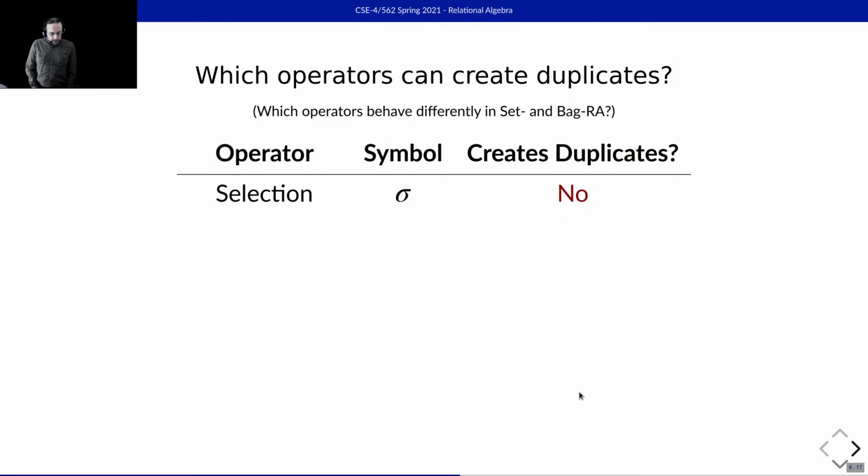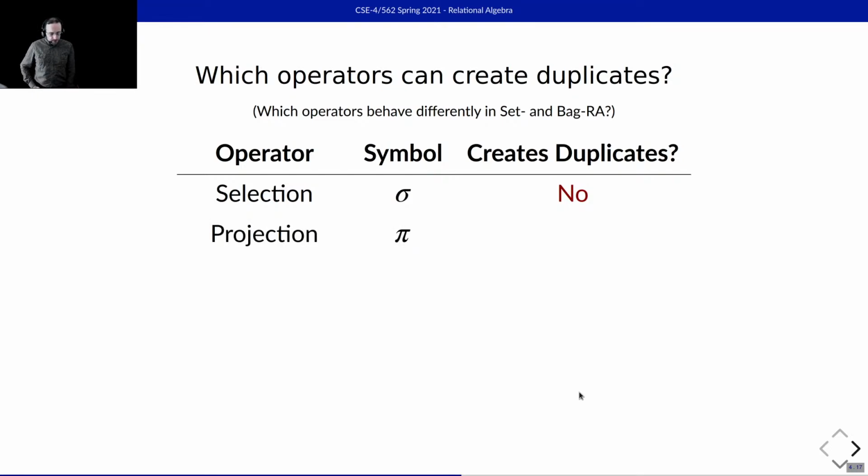Okay, so selection. With selection, you're always removing tuples. If your input has no duplicates, I'm sure not going to create new duplicates by deleting tuples.